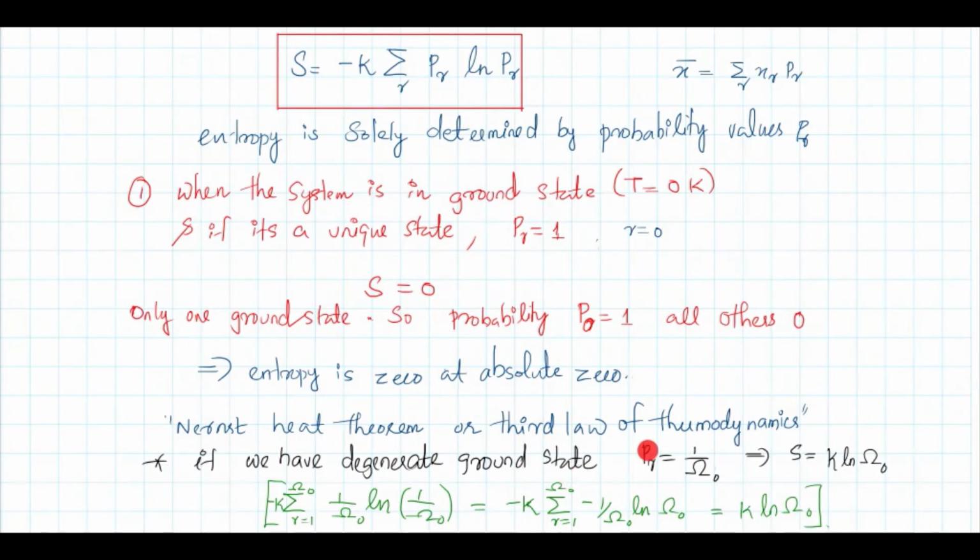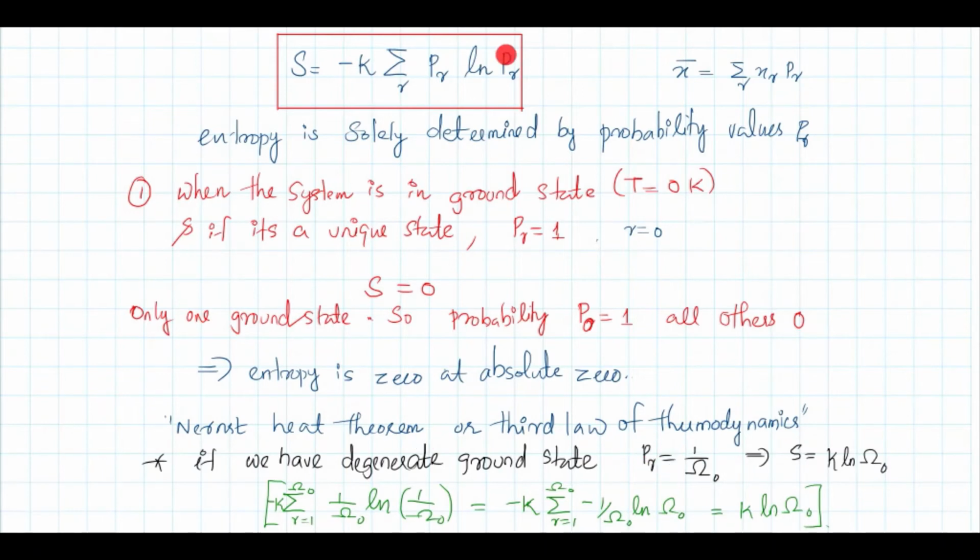Then the probability of finding the system in any one of the microstates, PR, will be 1 by omega 0. At the same energy, all microstates have the same probability, equal a priori probability. In the microcanonical ensemble, which we have discussed, the system has a constant energy. So if we consider the ground state, that is a fixed energy, and there are different microstates possible for that energy state. That is the meaning of degeneracy. Then PR is nothing but 1 by omega 0.